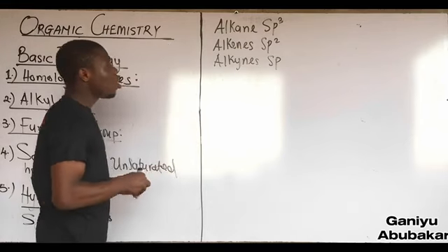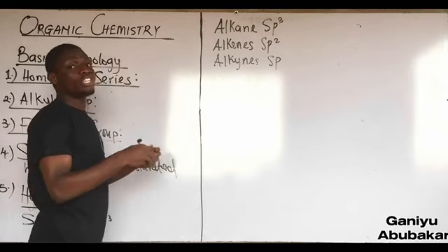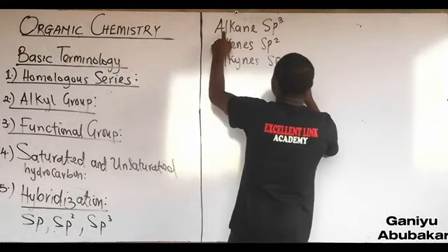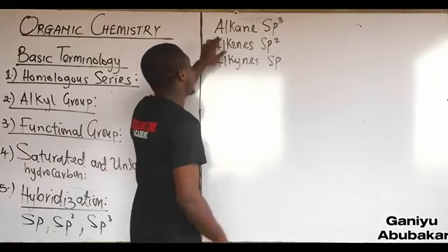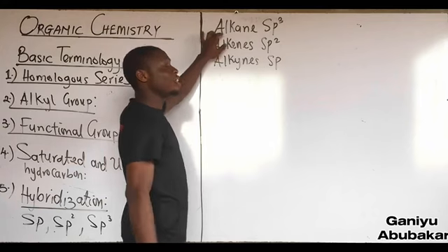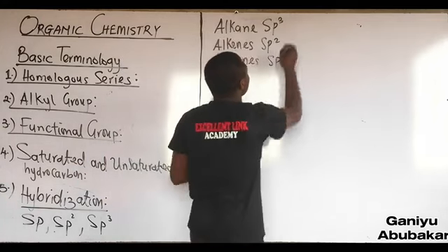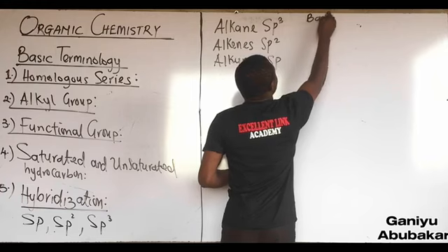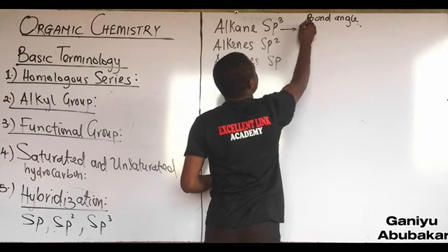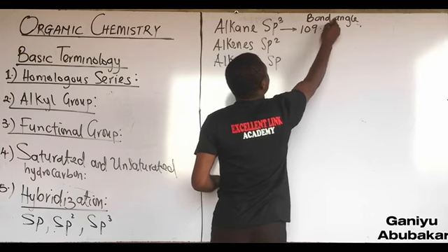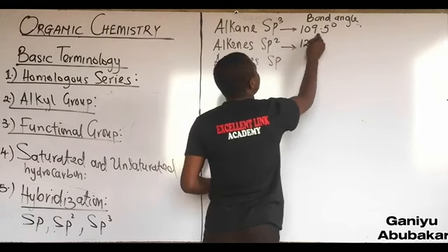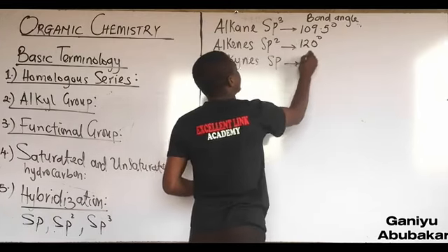Aside from this, it's important to note the bond angle for each homologous series here. So for the alkanes, the hybridization pattern is sp3, while the bond angle is 109.5 degrees. The bond angle for this one is 120 degrees, while the bond angle for this is 180 degrees.